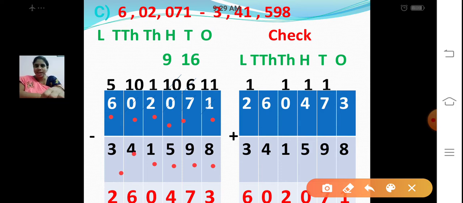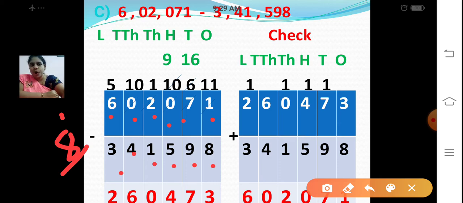Let's subtract these two numbers now. First, what we have to do, whether we have to subtract the lakhs place? No, you have to subtract the ones place. Shall we subtract the ones place now? 1 minus 8. Is 1 minus 8 possible? That is not possible. So what will you do?